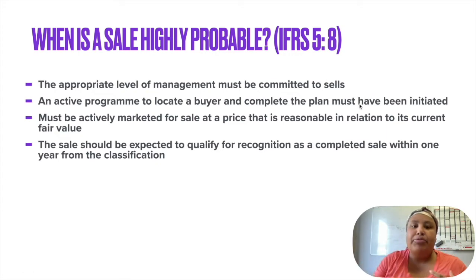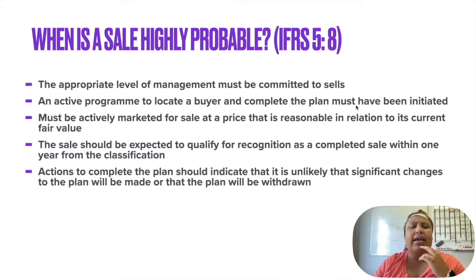There is an exception to this criteria, which we will look at later. Okay, now the fifth criteria is that actions to complete the plan should indicate that it is likely that significant changes to the plan will be made, or that the plan will be withdrawn. Okay, so it's unlikely that we're going to have to make big changes or that we're going to withdraw the plan. And if this is also in place, then it really indicates that the sale is highly probable.